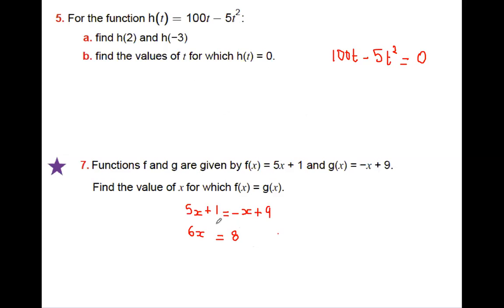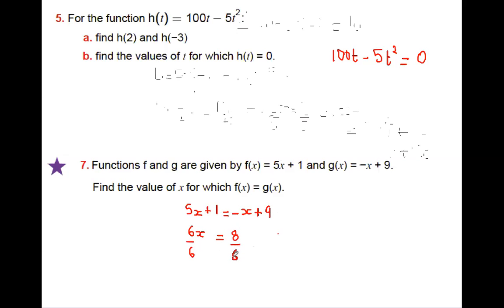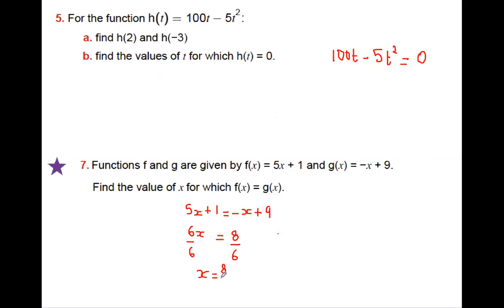I've skipped a step, but you know what I mean, you've got the 6x, you take away 1. And then last step, divide by 6. Divide by 6. X equals 8 over 6. Remember, you can leave it in as a fraction, but you need to simplify it to its simplest form at National 5 level.